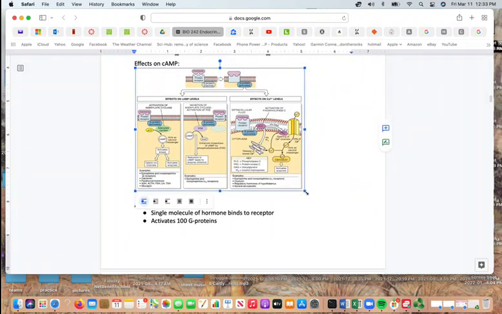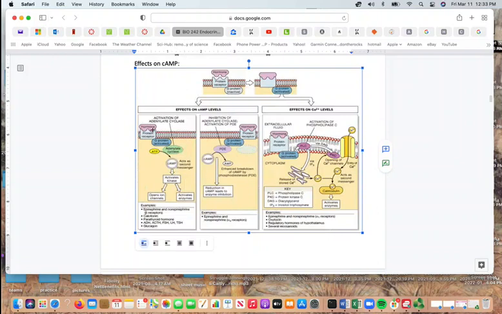So this here is going to show more of your second messenger system. You can have it affect the cyclic AMP levels here. The hormone would come in, attach to the receptor. It's going to activate the G protein. You'll have activation of the adenylate cyclase, and this cyclic AMP acts as a second messenger to trigger the response.